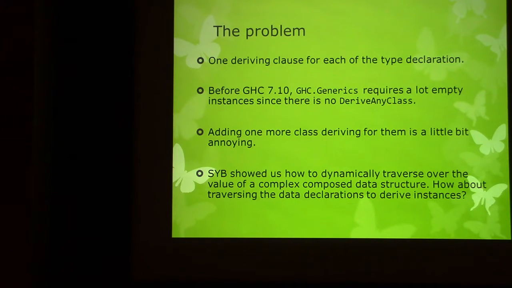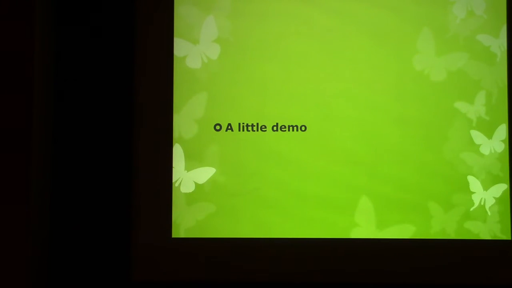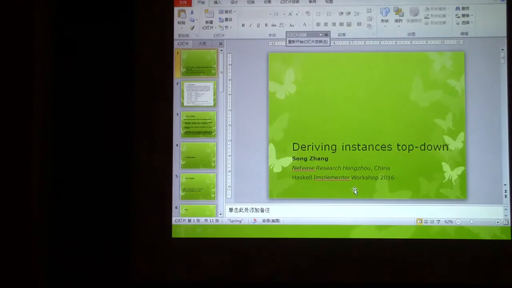So I think the SYB paper showed us how to dynamically traverse over the value of a very complex composed data structure. Then how about traversing the data declarations to derive class instances? Then I did a little bit of a hack.